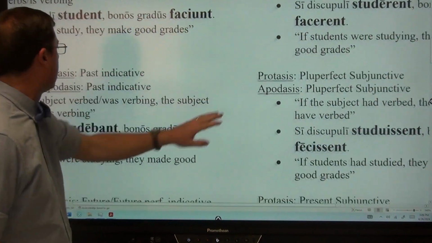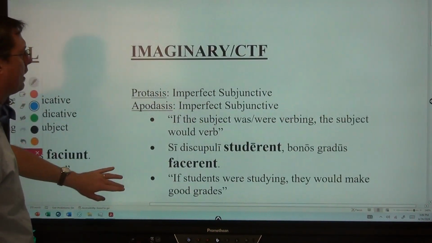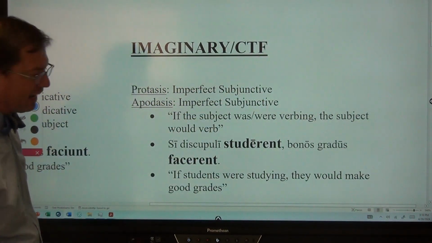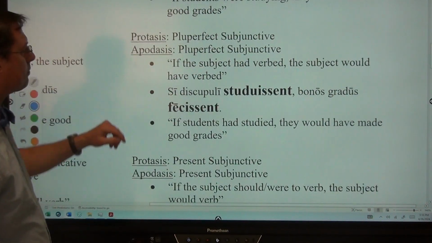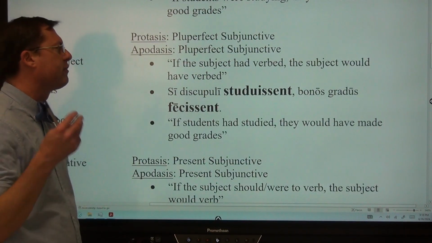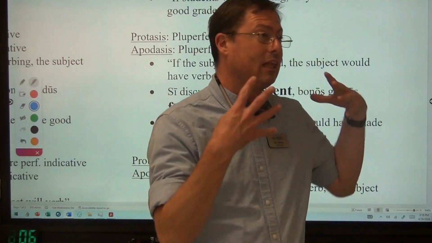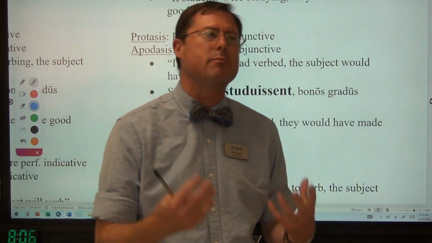Now, you have the past contrary to fact, or past imaginary. And by the way, again, terminology: I sometimes call it imaginary, sometimes call it contrary to fact. You use pluperfect subjunctives. And so you would say, if the subject had verbed, they didn't. Yesterday, they didn't. But if they had, this is the imaginary part, the imagination.